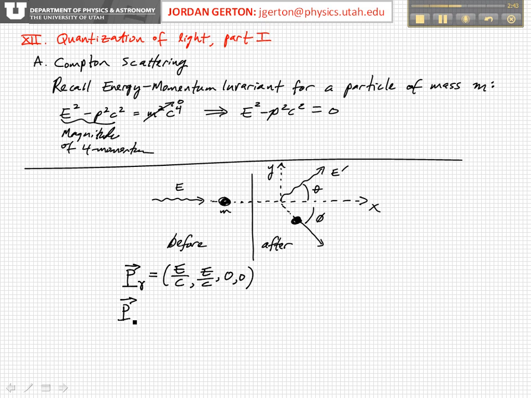So the other two components are 0, and then the mass here, or the electron, has 4-momentum mc, and we're in its rest frame, and so it has no 3-momentum components. They're all 0.